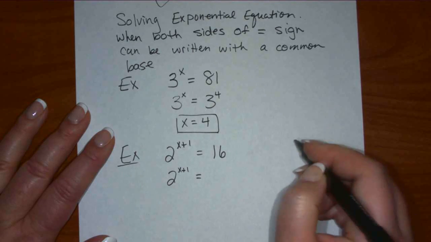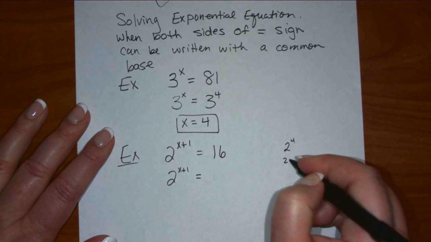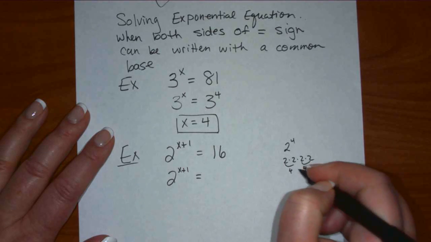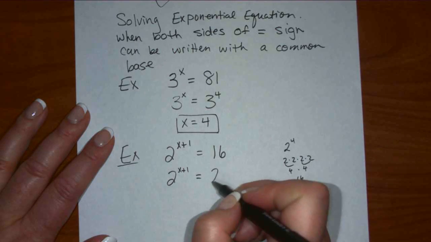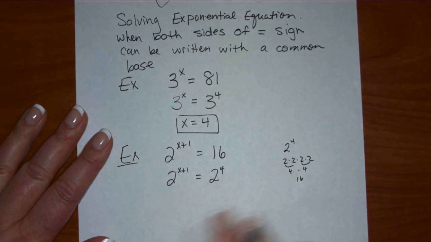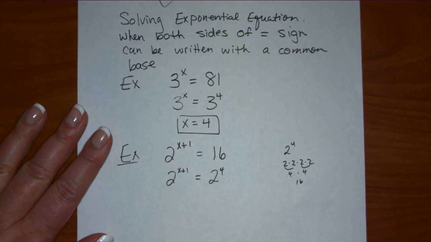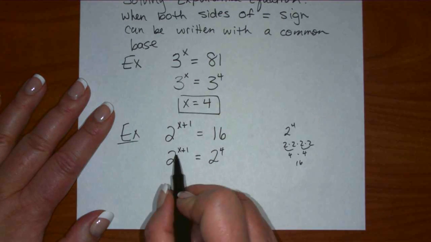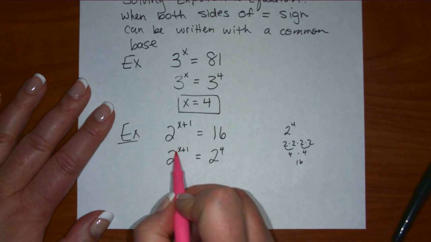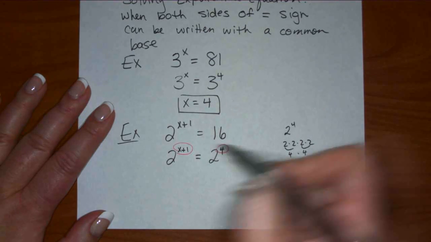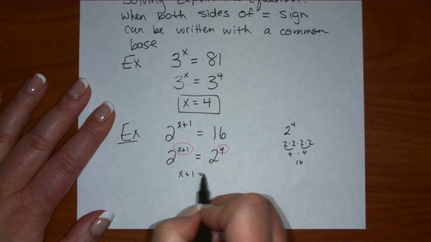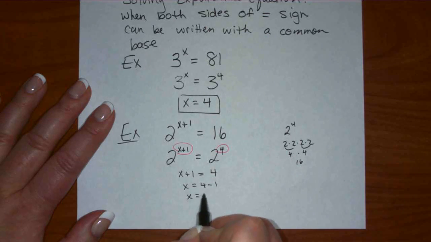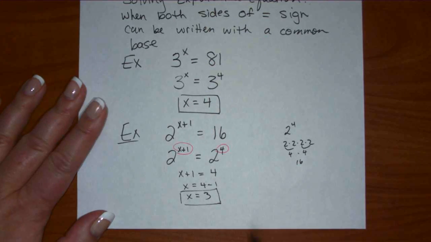2 to the 4. Yep, 2 to the 4, right? However it is you figure it out, you recognize that it is a power. So now we can't just read it off, but we would say, for these to be equal, the exponents have to be equal. So x plus 1 would have to equal 4. So x would be 3. So that's one step harder.